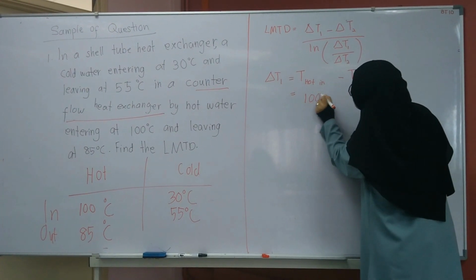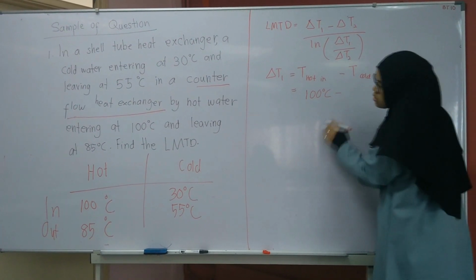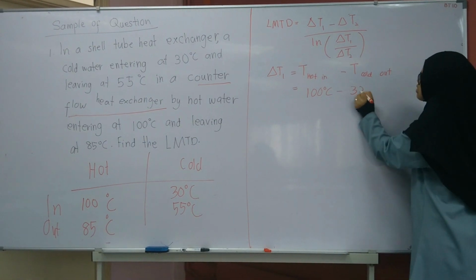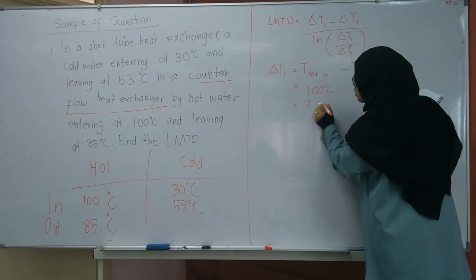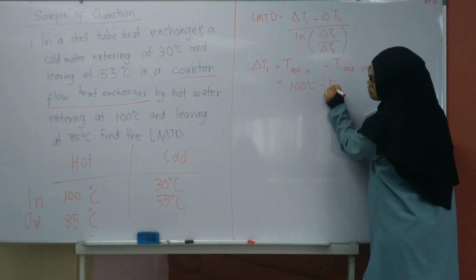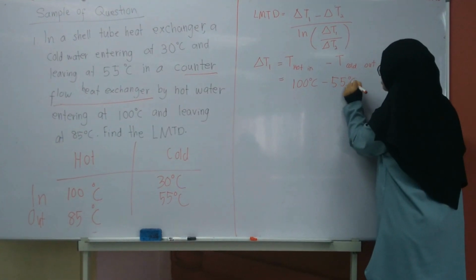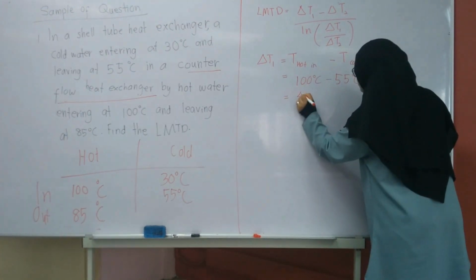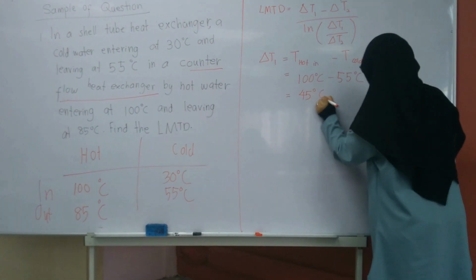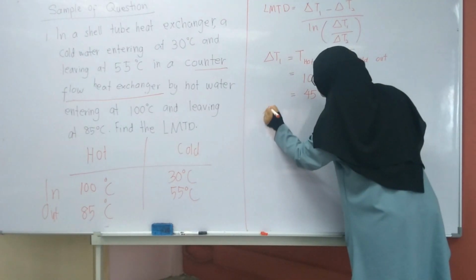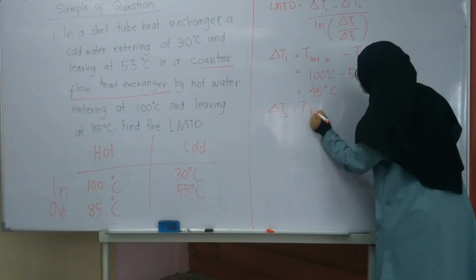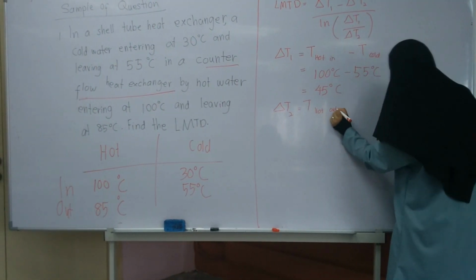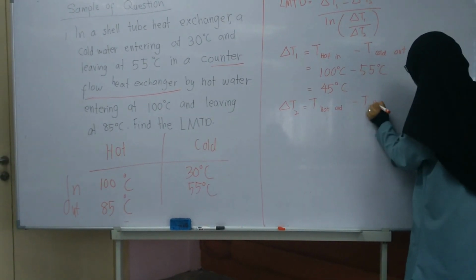Is 100 dBc minus equal R is 30 dBc. So 70 and add 55 dBc. So we got 45 dBc. And for delta T2, T hot R minus with T cold in.